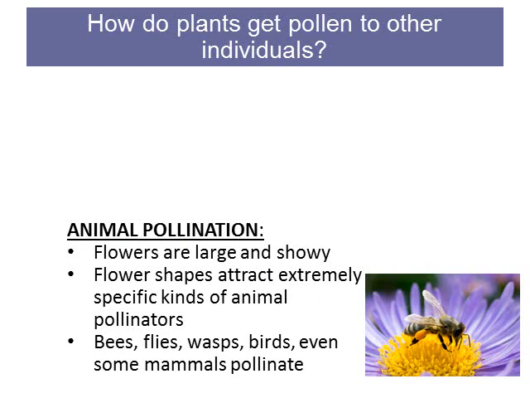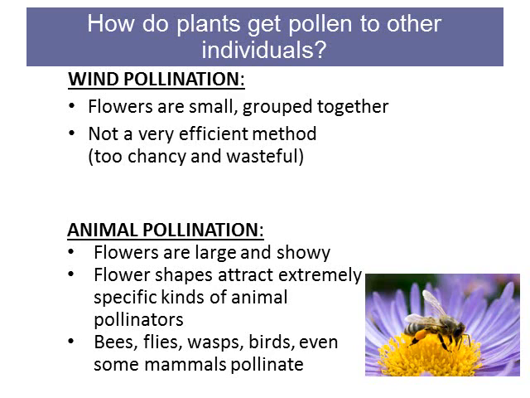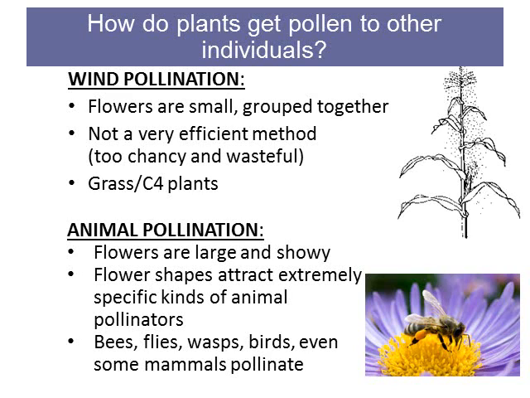So how do plants get pollen to other individuals? Well, animal pollination is very common. It's where the flowers are large and showy. Flower shapes attract extremely specific kinds of animal pollinators. And bees, flies, wasps, birds, and some mammals will pollinate. A little bit less common is wind pollination. Flowers are small and grouped together. It's not a very efficient method because it's very chancy and wasteful. This has to do with grass and C4 plants like corn. So they would do that.